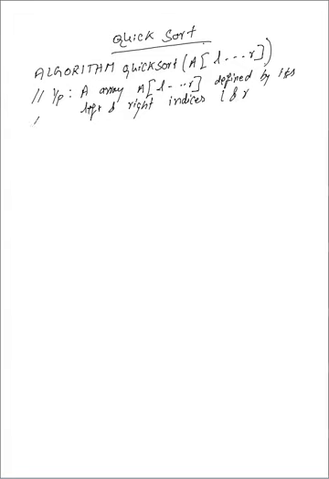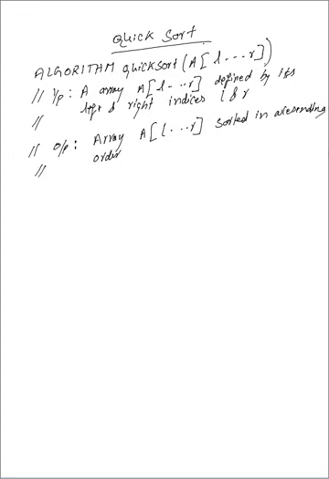Now output, what we are expecting the output, array A L to R, that should be sorted in ascending order. Now we'll start with the algorithm.